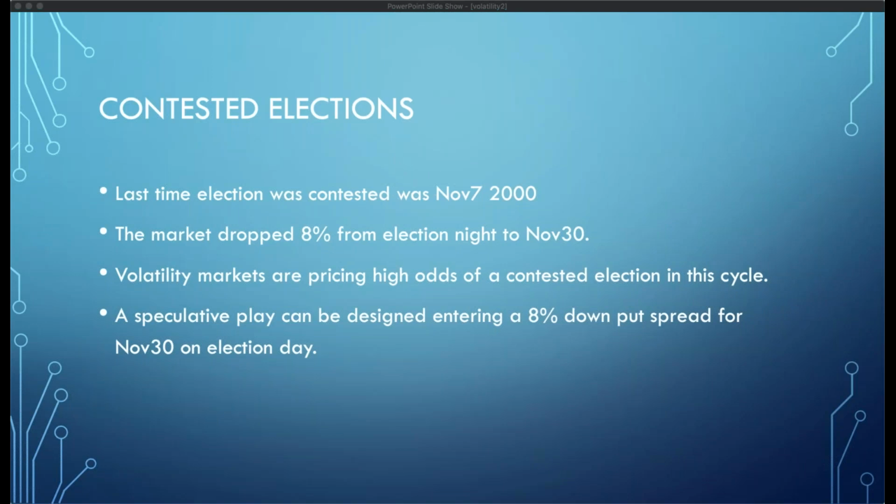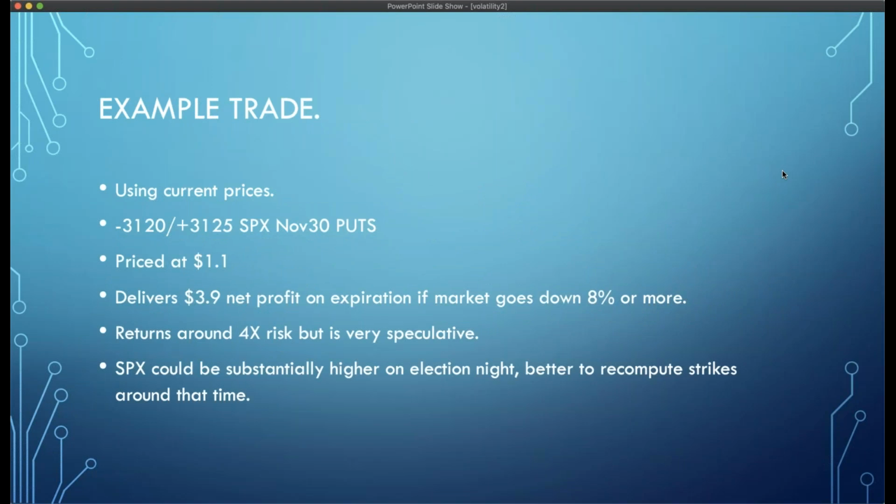A binary put or vertical put spread for me is the same thing. That is 8% down on November 30. And I will present it here. With current prices, this is the put spread. The 3,120, 3,125 is around 1.1. It is incredibly cheap and will deliver 3.9 or $4 if the market goes down 8% or more.